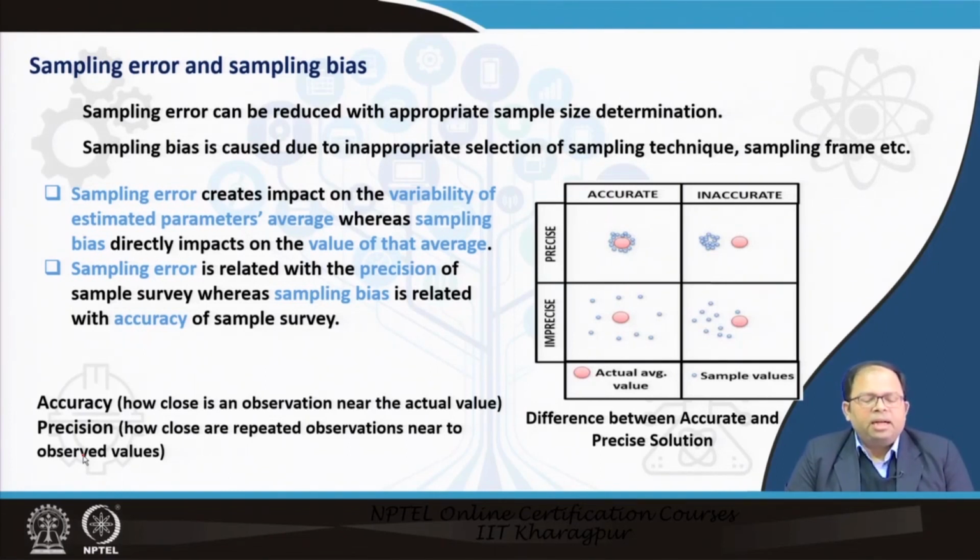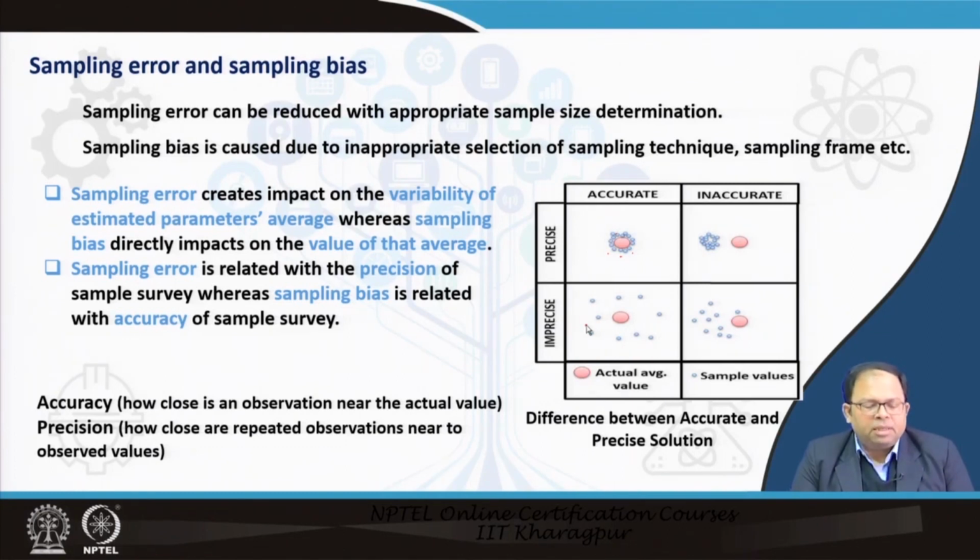So sampling error is related with precision, and precision means how close repeated observations are to each other. These are the observed values, these blue ones, sample values. How closely they are set, that is basically precision. So this is very, very precise. But this one is not, because we are taking from different places, as you can see, these are all spread over.